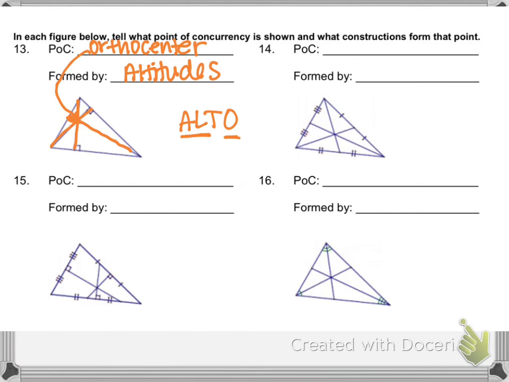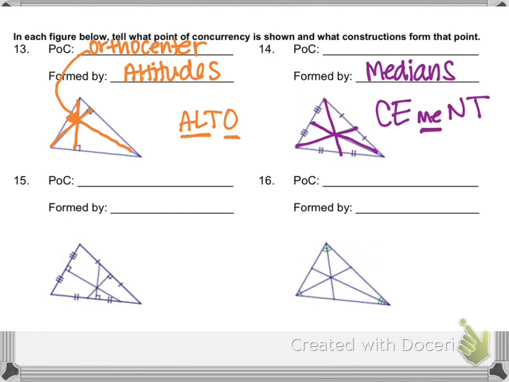Okay, the second one, I can see that these are lines that are cutting sides in half. But notice they're not perpendicular, they're just cutting them in half. So these are medians. And the word that I gave y'all here was cement, but we wrote it like this, and we said if we have medians, they make a centroid. So the point where they all intersect is called a centroid. There was also a sentence y'all could have memorized to help you remember these.